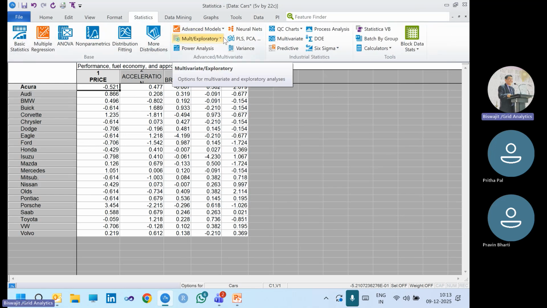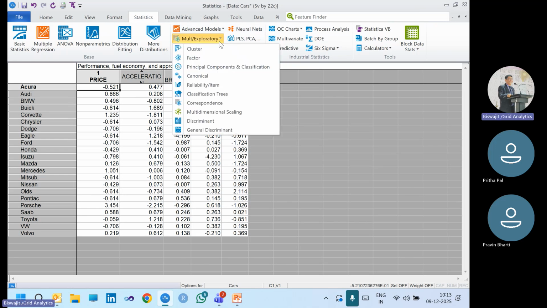I go to statistics, because as I said, cluster is a part of the unsupervised machine learning family. Under the statistics, we have a defined tab for the multivariate exploratory techniques. That covers cluster analysis, factor analysis, principal component and classification, canonical analysis, reliability item analysis, classification trees, correspondence analysis, multidimensional scaling, discriminant analysis, general discriminant analysis.